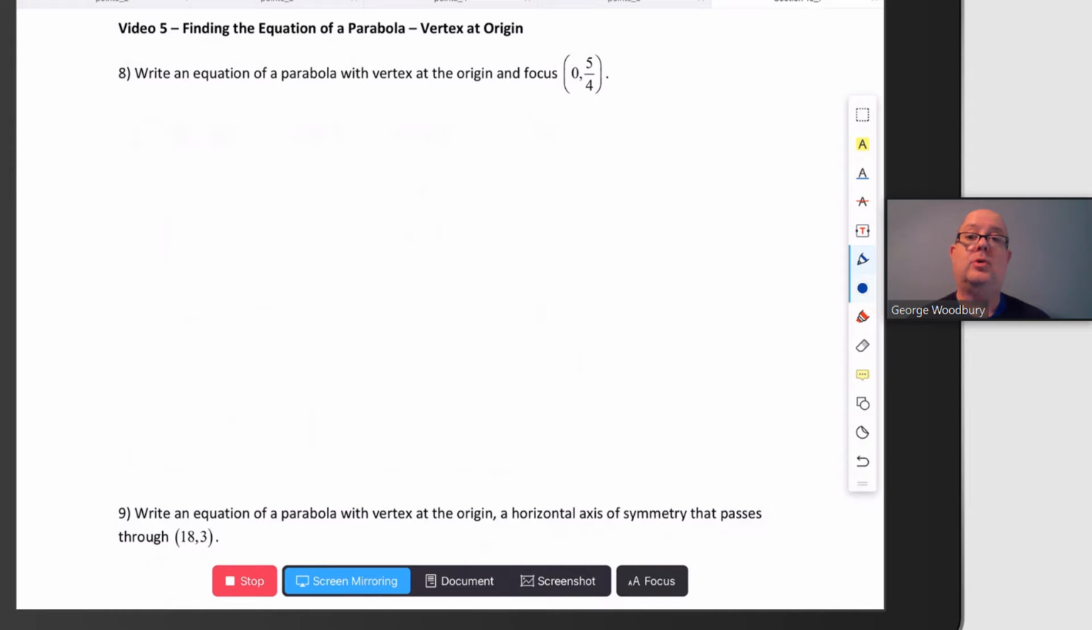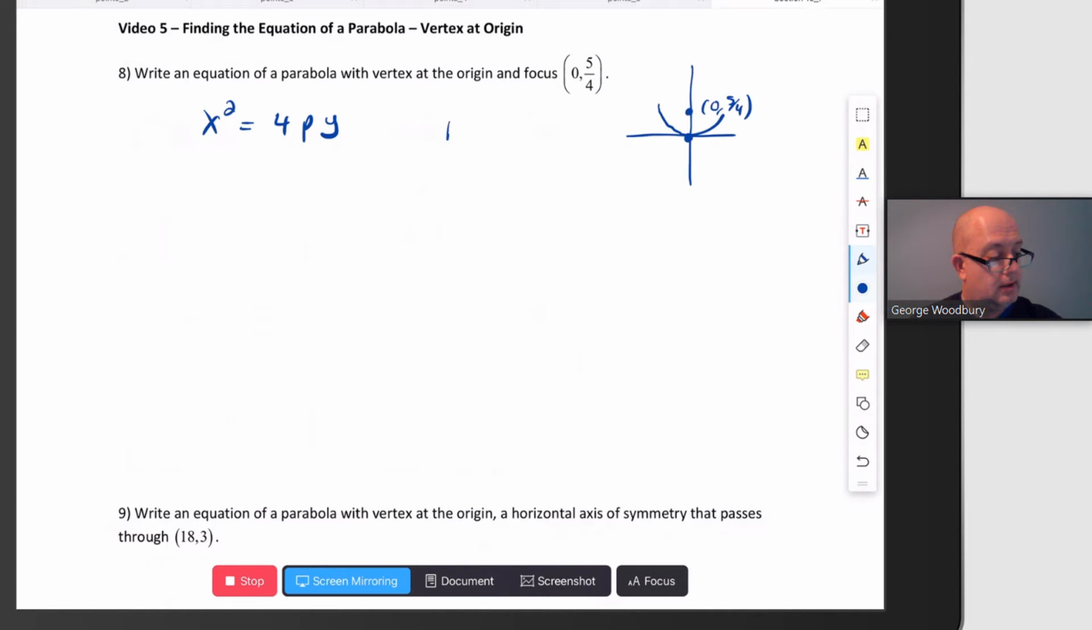So in problem 8, we know the vertex is at the origin and the focus is at (0, 5/4). If I think about just a quick sketch of this graph, the vertex is at the origin, (0, 0), and then the focus is up here at (0, 5/4). That really helps me a lot because if I know the focus, I can figure out what p is. And since the focus is above, it's going to open upward. And so that means I've got an equation of the form x squared equals 4py.